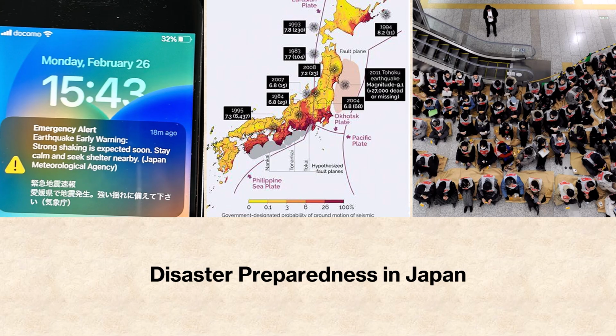Public education and earthquake drills are another key part of Japan's preparedness strategy. Schools, businesses, and communities routinely practice how to respond to disasters. Government agencies also work together in real time during emergencies to coordinate evacuation, rescue, and relief efforts. This combination of technology, education, and proactive planning has saved countless lives and minimized the impact of past disasters.